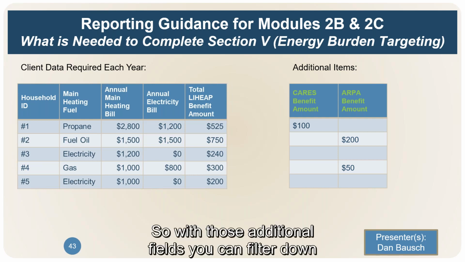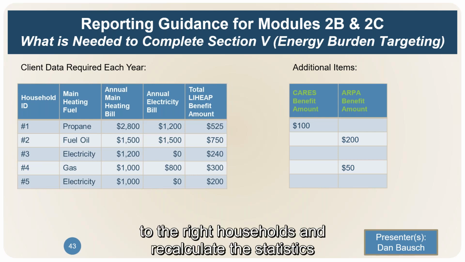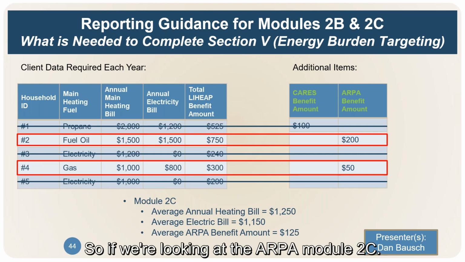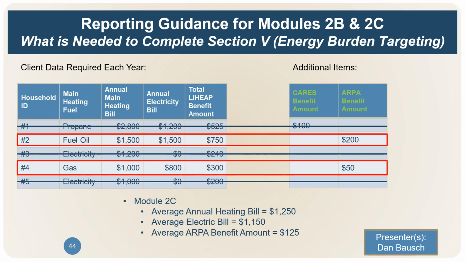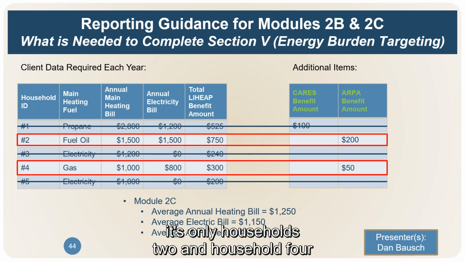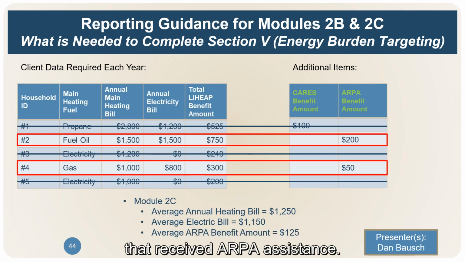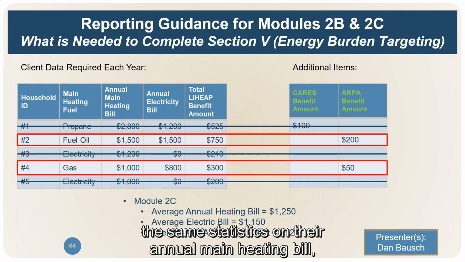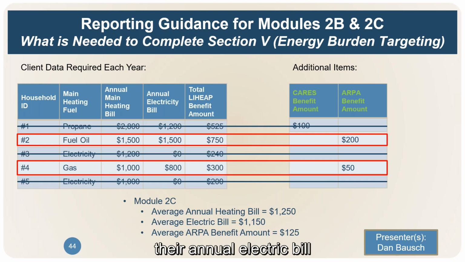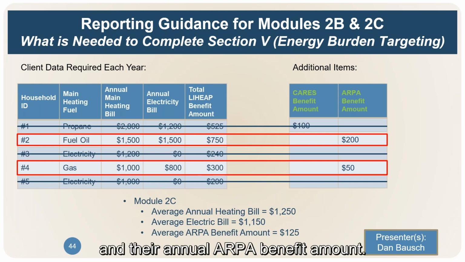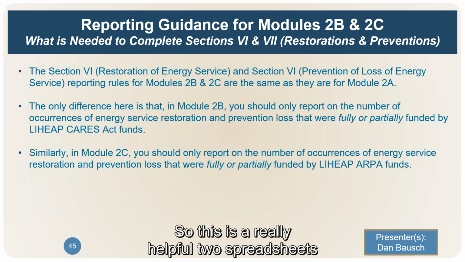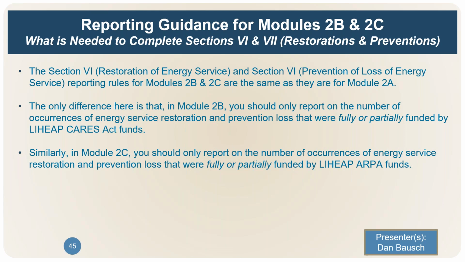So with those additional fields, you can filter down to the right households and recalculate the statistics in the same way. So if we're looking at the ARPA module 2C, out of this spreadsheet, it's only household 2 and household 4 that received ARPA assistance. So we would take them and recalculate the same statistics on their annual main heating bill, their annual electric bill, and their annual ARPA benefit amount. So this is a really helpful two spreadsheets to give to anybody working with the data.